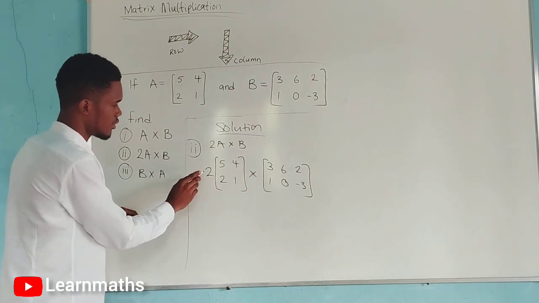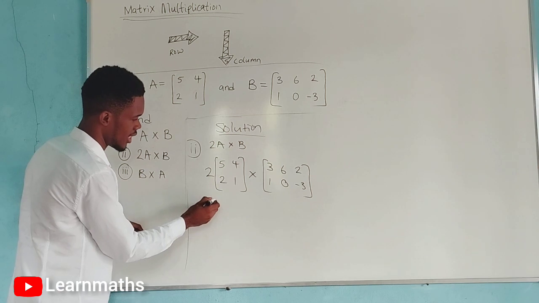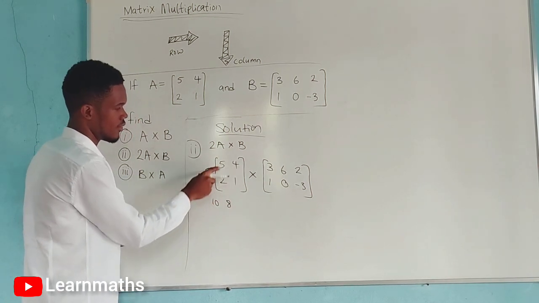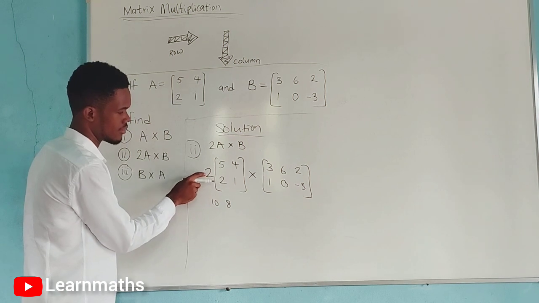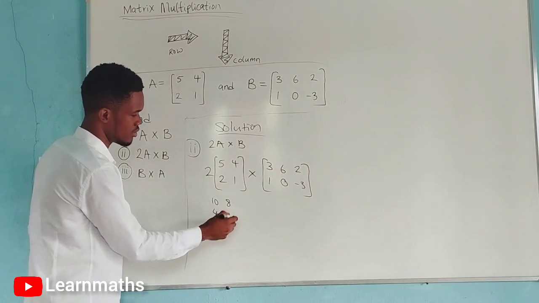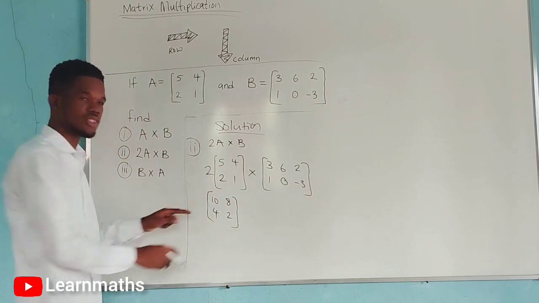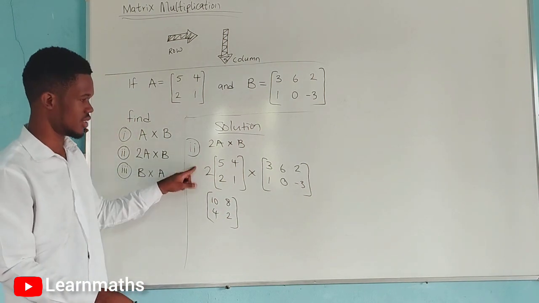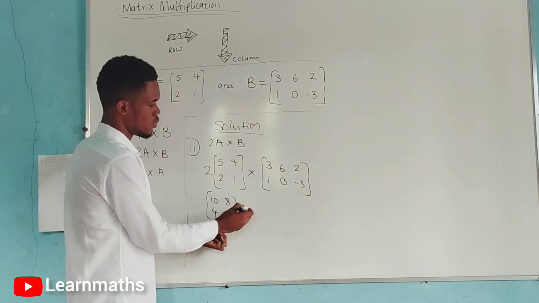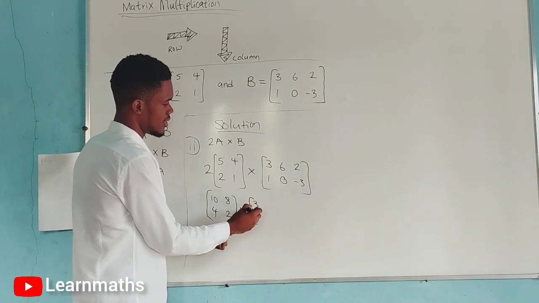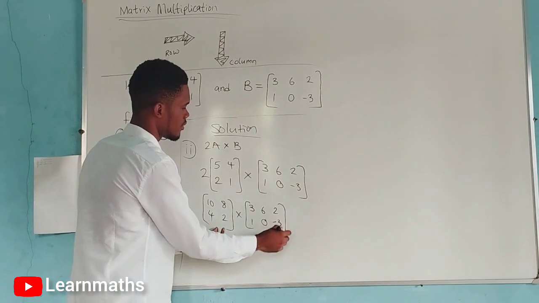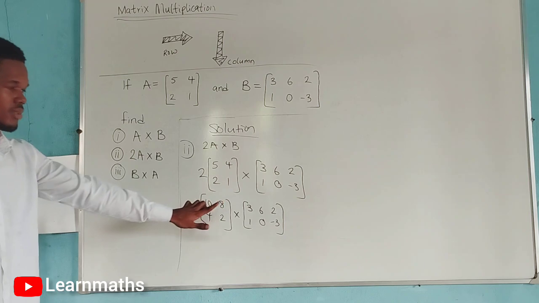Okay, so we're going to have 2 times 5, which is 10, 2 times 4, which is 8, 2 times 2, which is 4, and 2 times 1, which is 2. So now this is 2A, that is 2 times A. Now we can proceed with multiplying this with the matrix B.